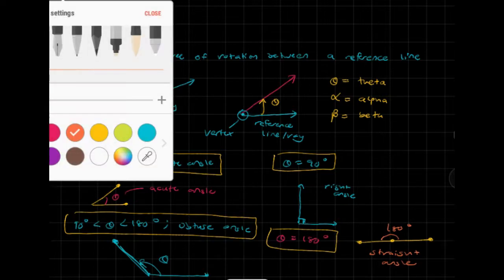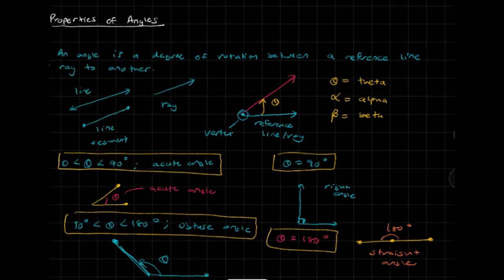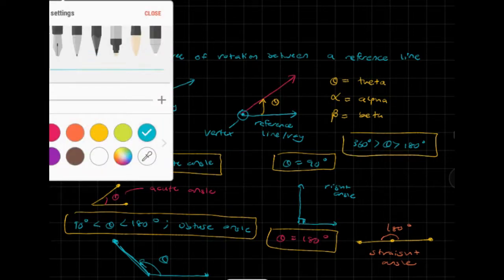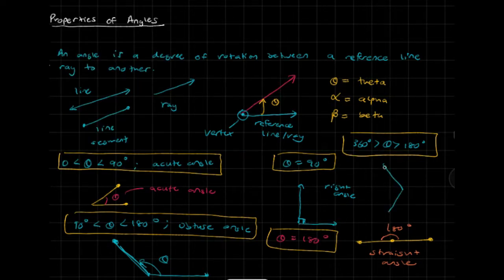Right. Now, if theta is greater than 180 degrees, okay, but less than 360 degrees, this one isn't as common, but we get an angle. It's called a reflex angle. And you can notice that the circle here is on the outside, right? So a reflex angle is just larger than a straight angle. And we know that a full rotation counts for 360 degrees.